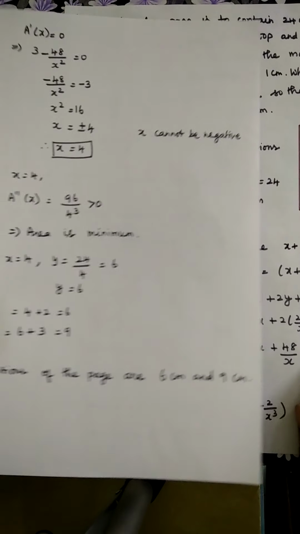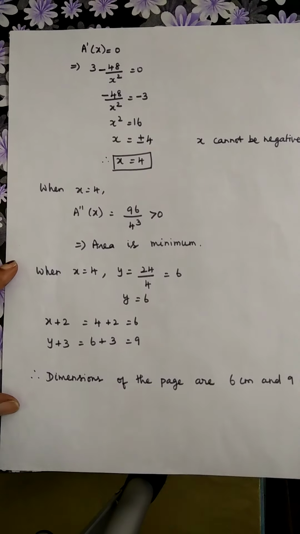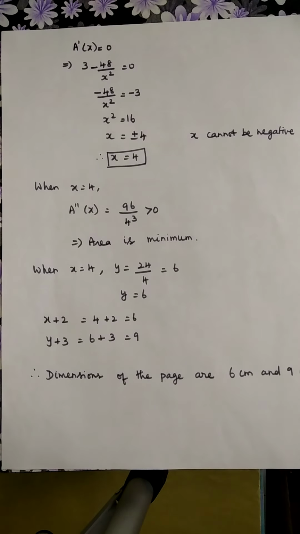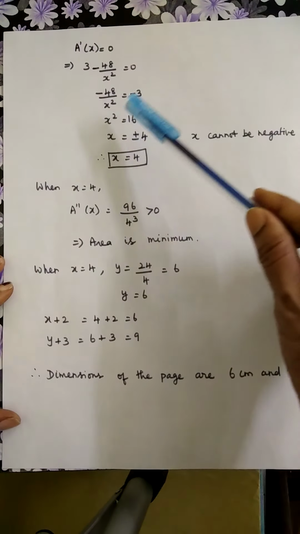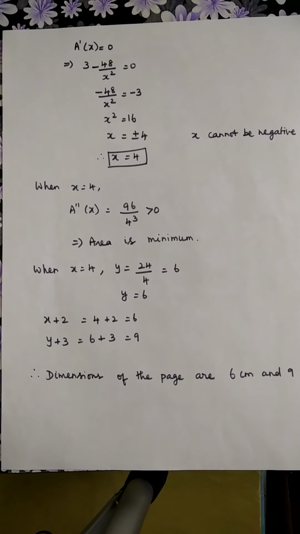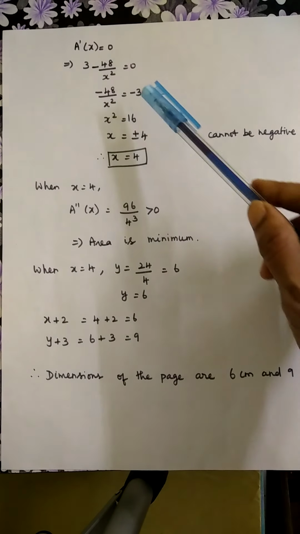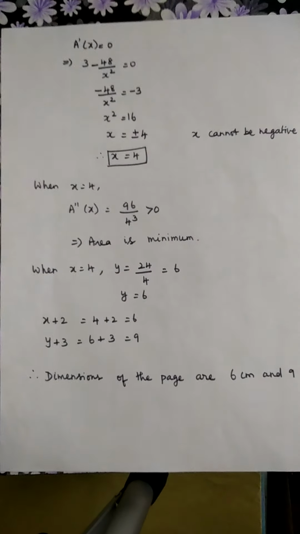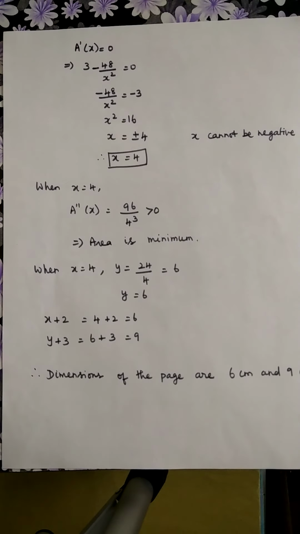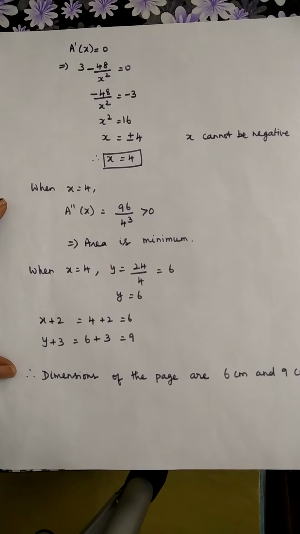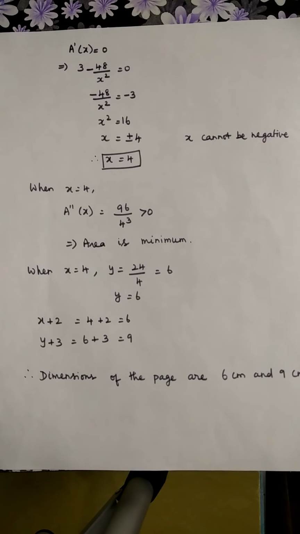Now put the first derivative equal to 0. A dash of x equal to 0, that is 3 minus 48 by x square equal to 0. To get the value of x, taking 3 to the other side, minus 48 by x square equal to minus 3. Cancel the minus sign on both sides. Cancelling 3 with 48, 16 times. x square equal to 16. x equal to plus or minus 4. x cannot be negative. So leaving the minus value, x equal to 4.